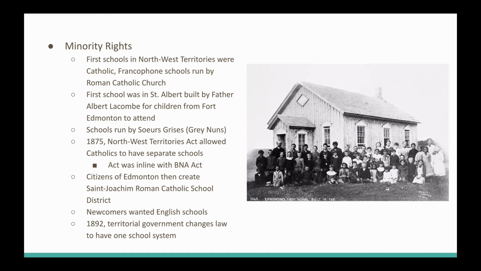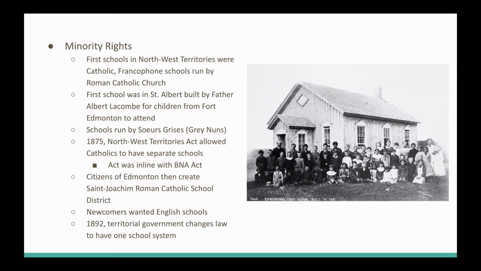If you're familiar with Edmonton at all, we have a Grey Nuns hospital here. In 1875, so this was before the Alberta Act of 1905, the Northwest Territories Act allowed Catholics to have a separate school board. And they had that because this was in line with the BNA Act of 1867, where we have the two schools protected by law. So the citizens of Edmonton create St. Joachim Roman Catholic School District. That is the first separate school district here in the province, and it was made in Edmonton.